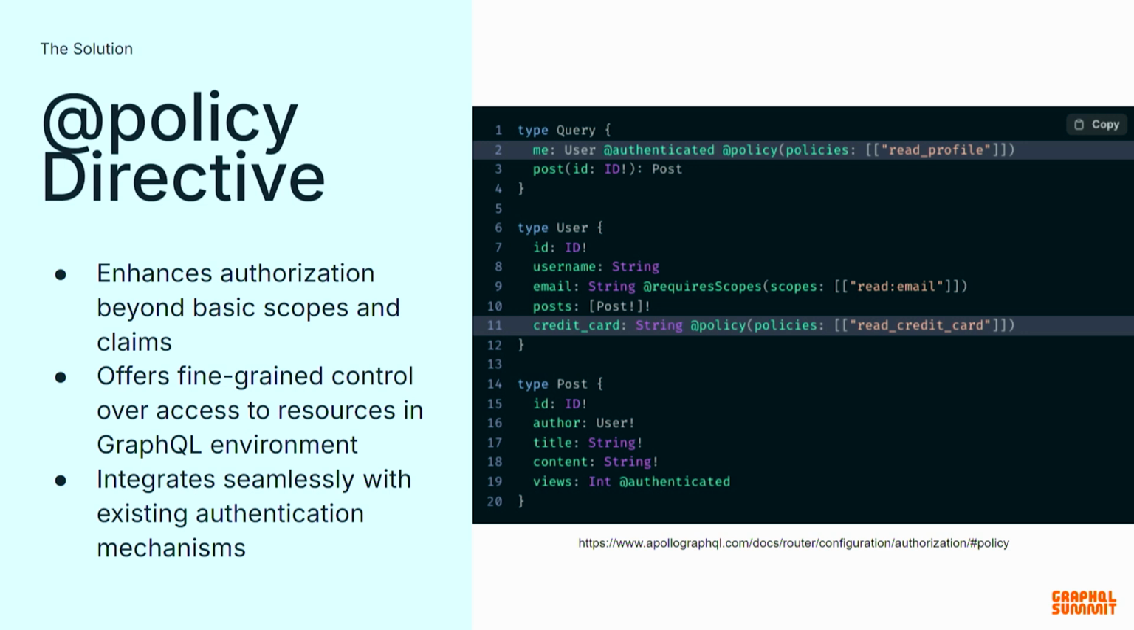Today in our digital world, ensuring secure and precise access to resources is more critical than ever. Traditional authorization systems basically rely mostly on basic scopes and claims, which can be restrictive and lack flexibility. The @policy directive takes authorization a step further by allowing us to define the policy directly in the GraphQL schema. This means we can go beyond yes or no permissions, creating fine-grained control over who can access what and under what condition.